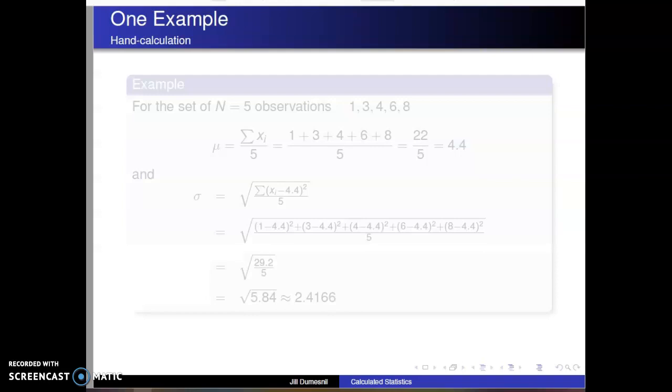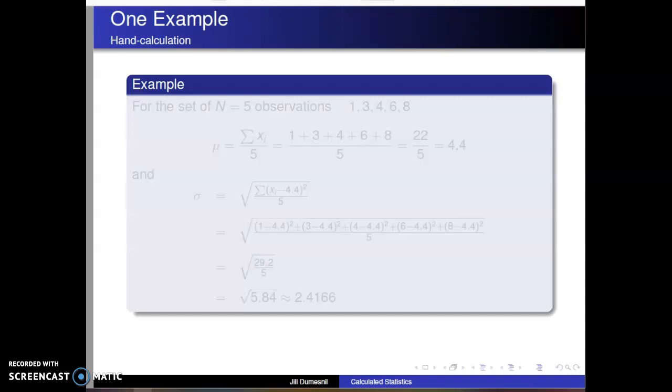Let's look at one hand calculation for illustration only. Note that people do not calculate these values using these formulas directly. Most people nowadays use software, as we will see shortly.